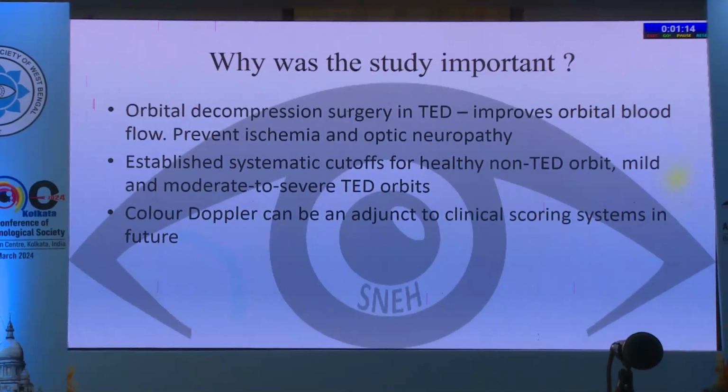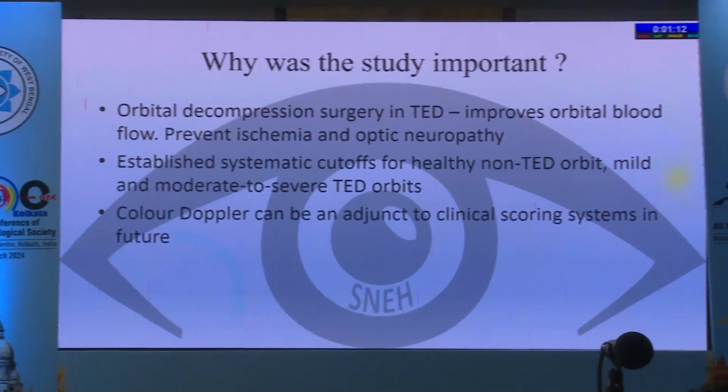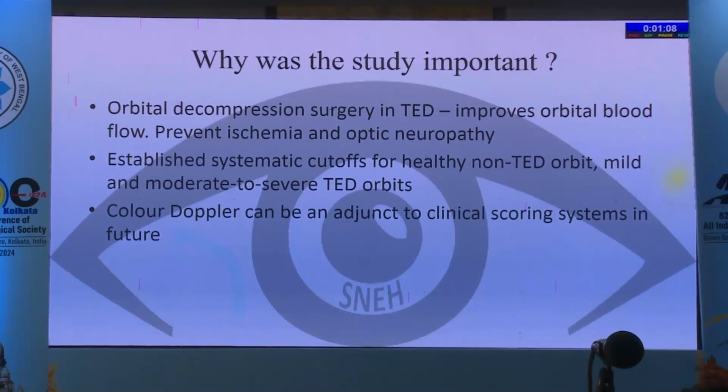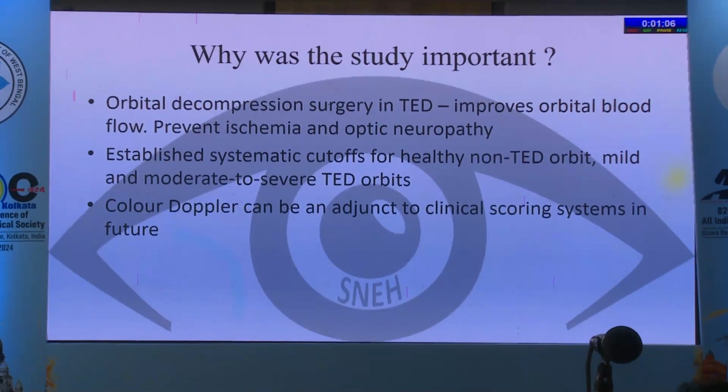So what this study adds is that orbital decompression relieves the space volume conflict in the orbit in thyroid eye disease. But we hereby prove that it also improves the orbital perfusion in the central retinal artery and the ophthalmic artery. Thus, it will prevent the ischemia in the orbit and subsequent optic neuropathy in predisposed patients.